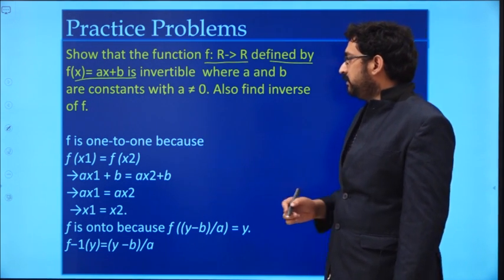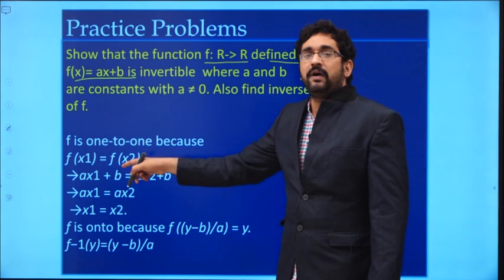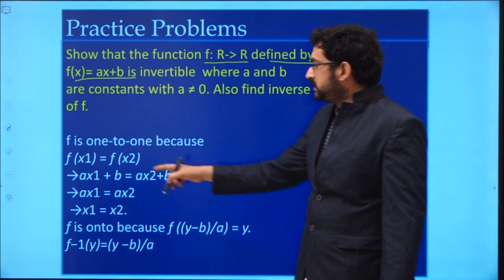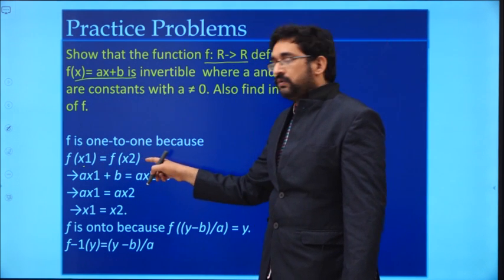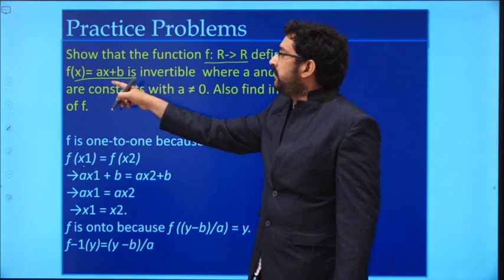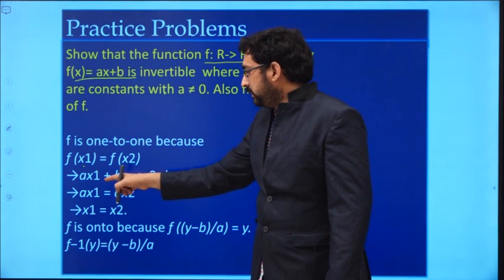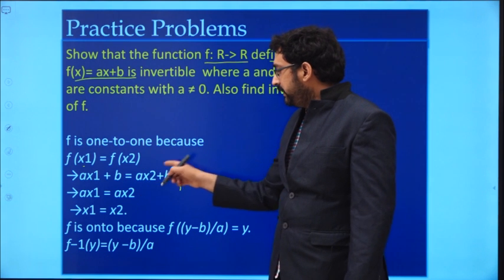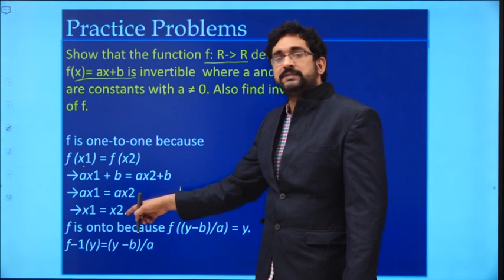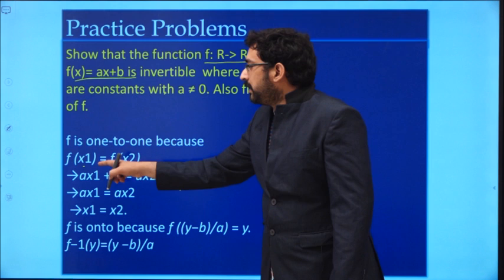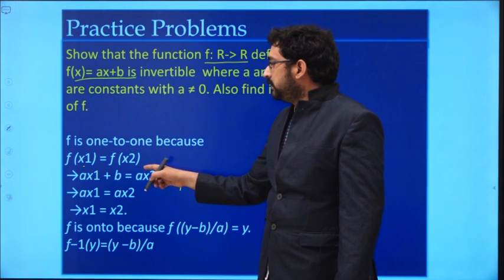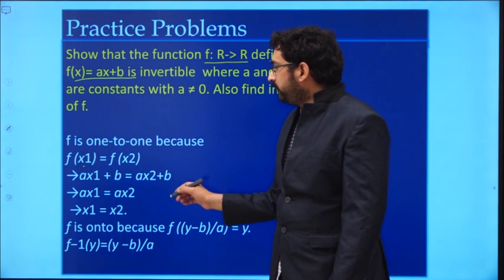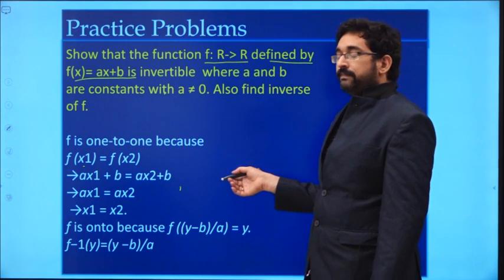f is one-one because if you take f of x1 equal to f of x2, we can get x1 equal to x2. What is f of x1? a x1 plus b equals a x2 plus b. Here b gets cancelled on both sides, and a as well. We get x1 equal to x2. So from f of x1 equal to f of x2, we are able to get x1 equal to x2. Hence f is one-one.